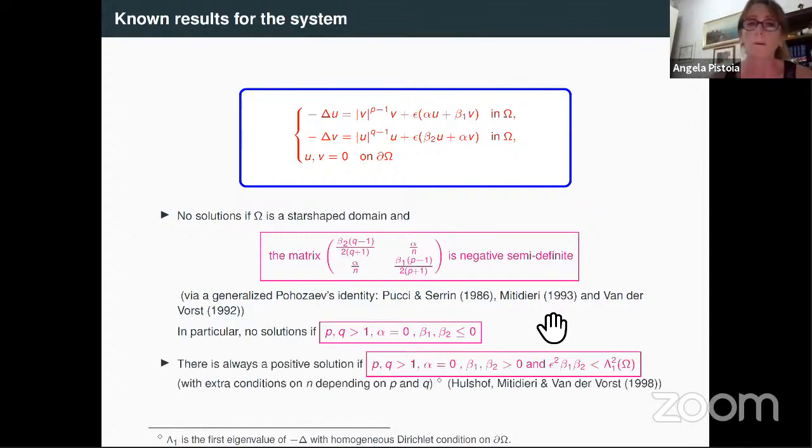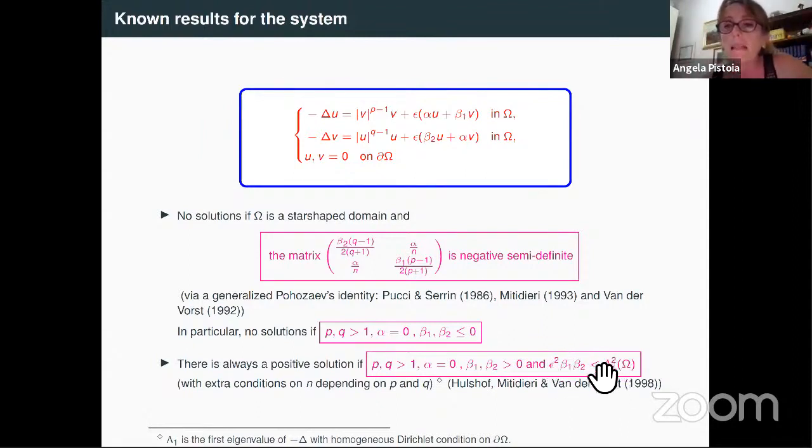Okay, what can we say about the existence of a solution? Well, if p and q are greater than 1, alpha is 0, and both beta 1 and beta 2 are positive, and this relation holds, epsilon squared.